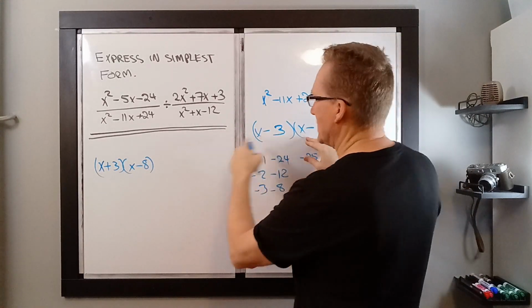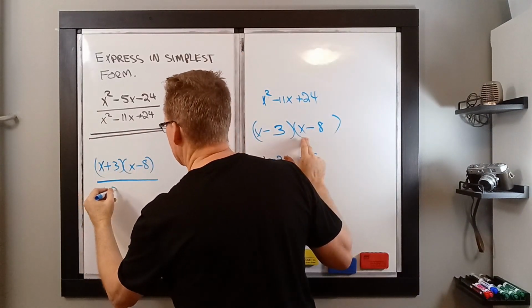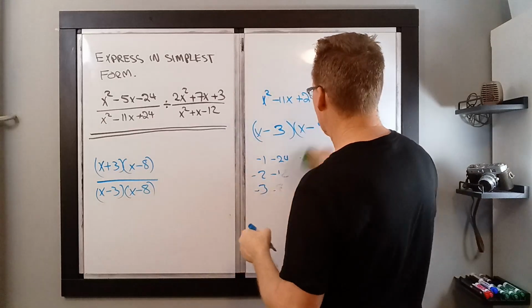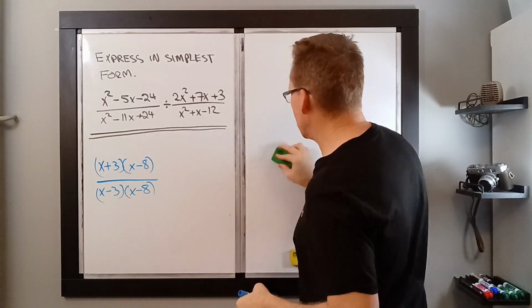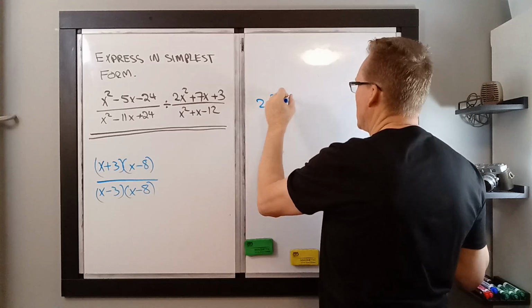So we're going to write this underneath here, since that's this one. So that's x minus 3. We already see some commonality there that might be able to be canceled. How about this one over here? Tiny bit more complicated to factor.